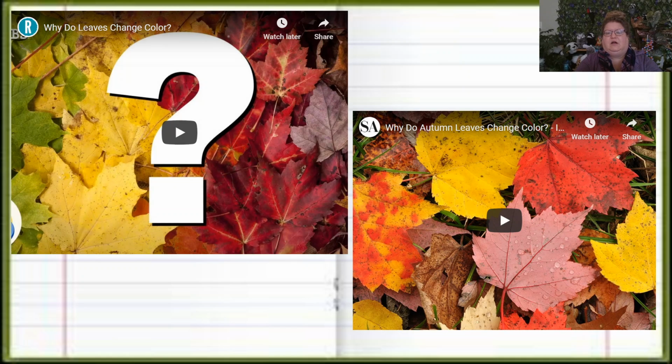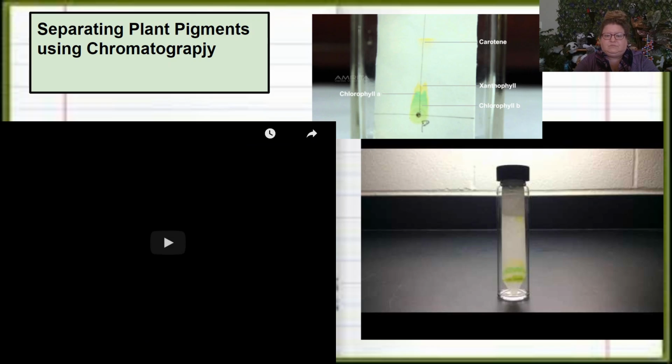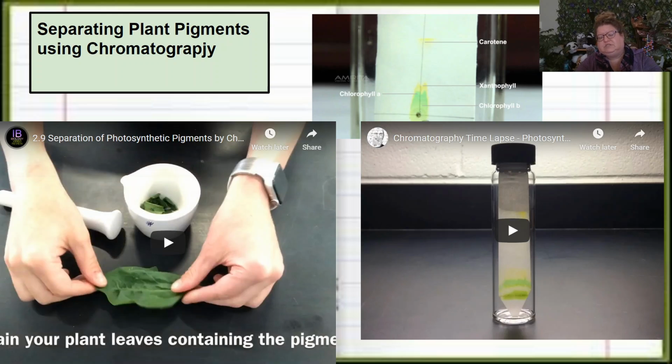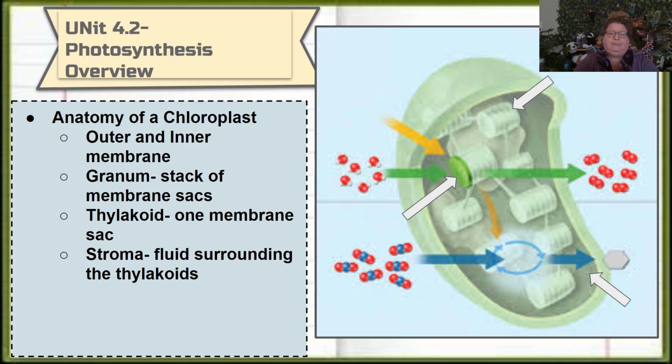Now, there are a couple of videos we will watch in class, but not in this video. One has to do with autumn leaves and changing color. And then we're also going to watch a lab on how we can separate these pigments, why it works, and what's happening in this chromatography.